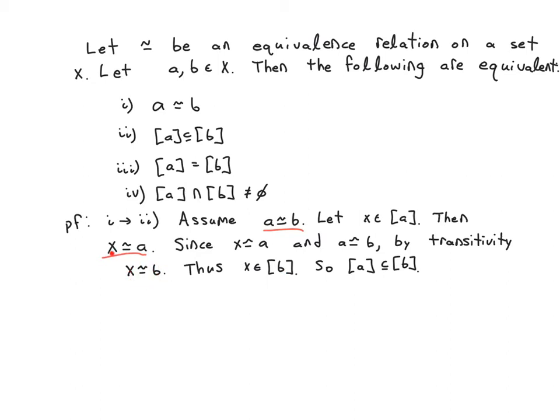Well, we see that since X is equivalent to A and A is equivalent to B, then we can use transitivity to show that X is equivalent to B. So we're able to solve this puzzle. So that's what we use here. Since X is equivalent to A and A is equivalent to B, by transitivity, X is equivalent to B. Thus, X is an element of B, so A is a subset of B, as we wanted to show.